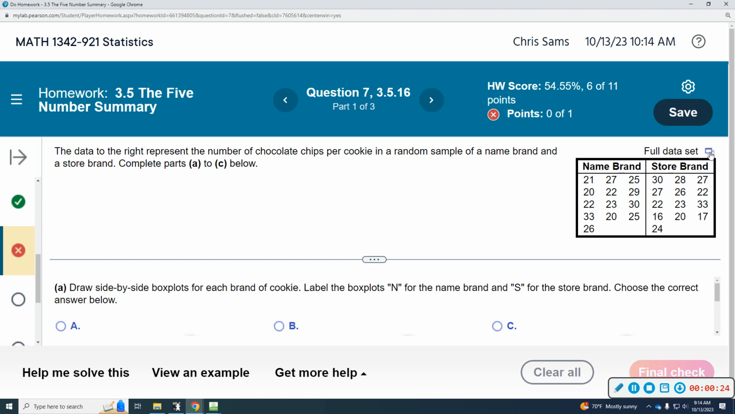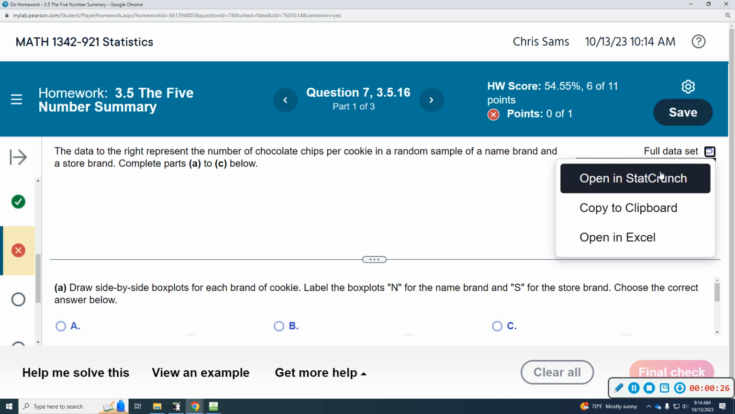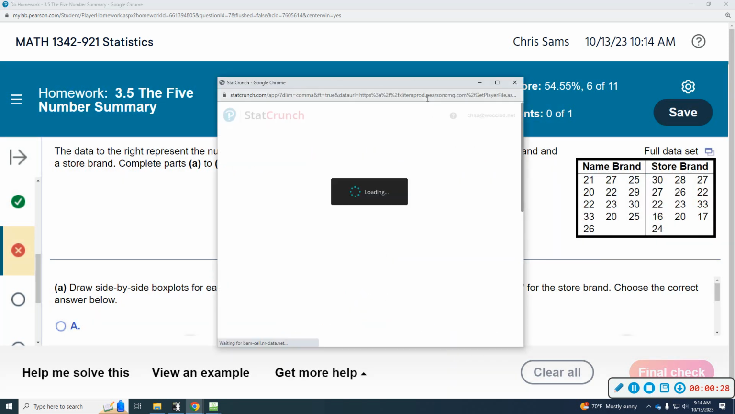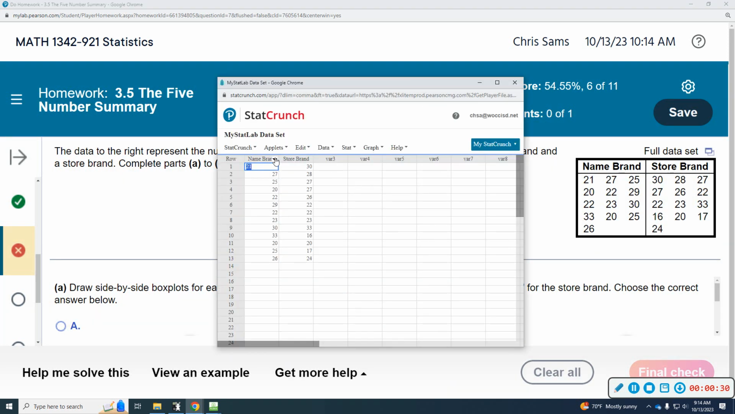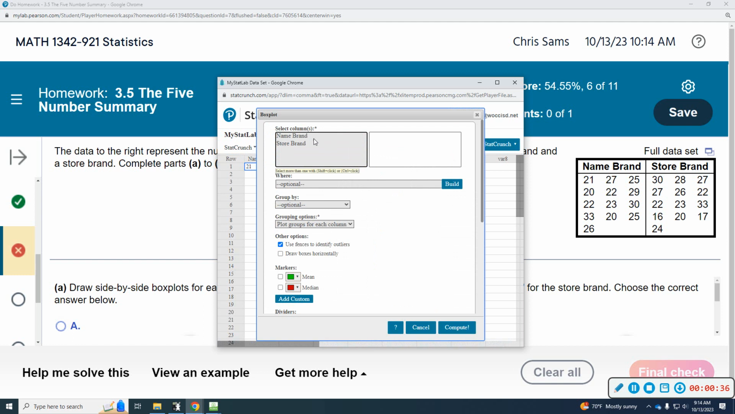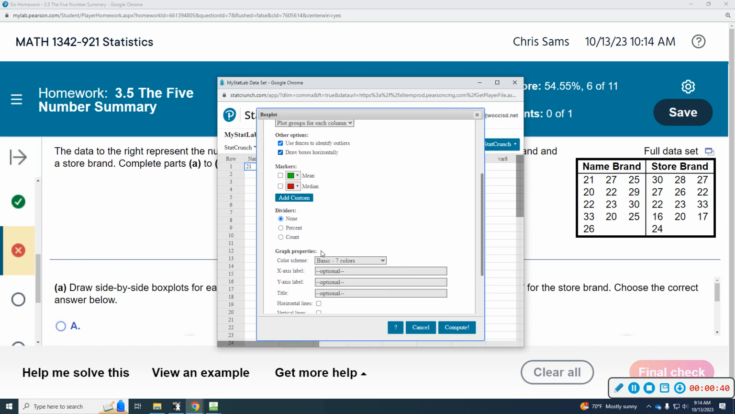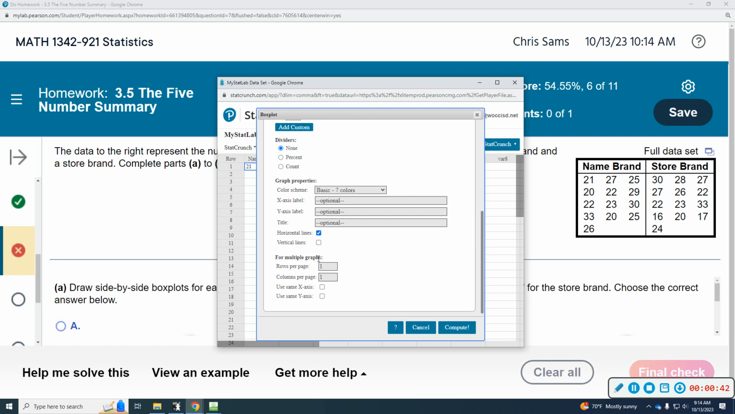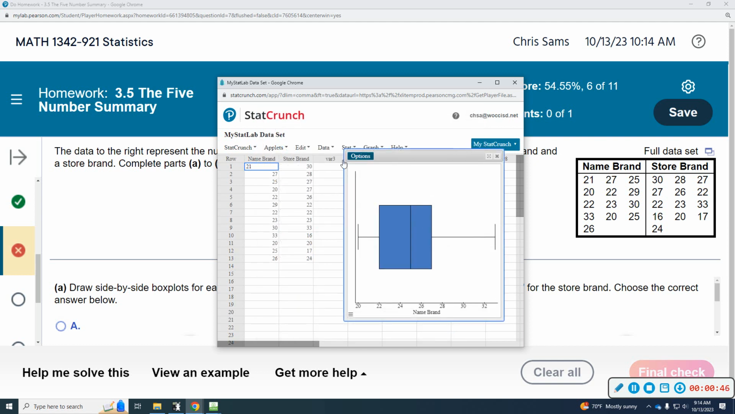So I've been doing it in StatCrunch. I don't know how to do the side by side. So in StatCrunch, I can do them one at a time. If I go to box plot, I tell it the name brand. So this gives me one of them. It tells you name brand.